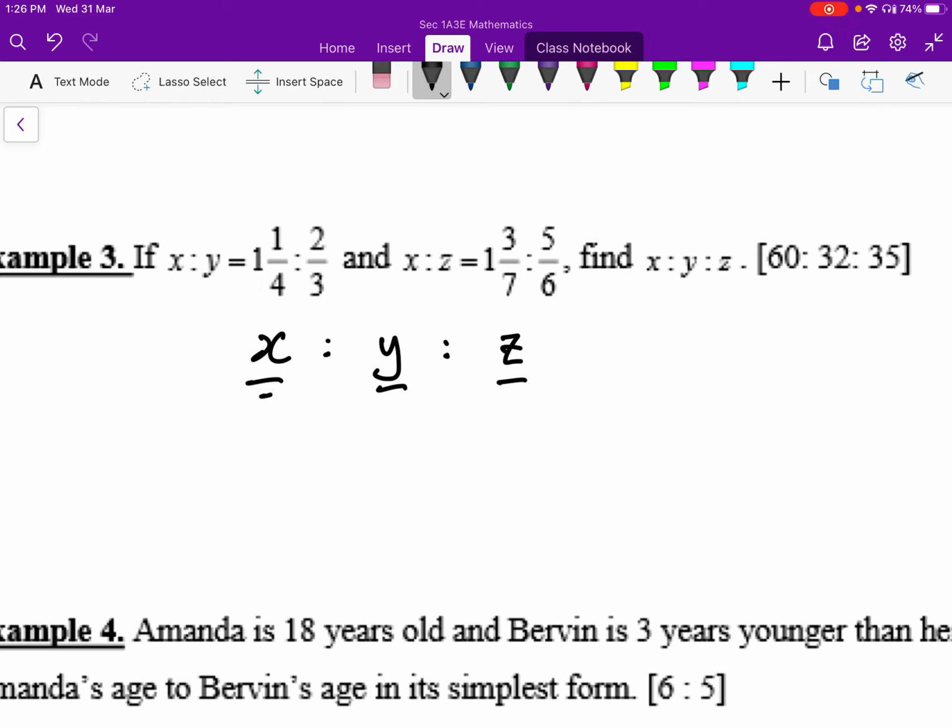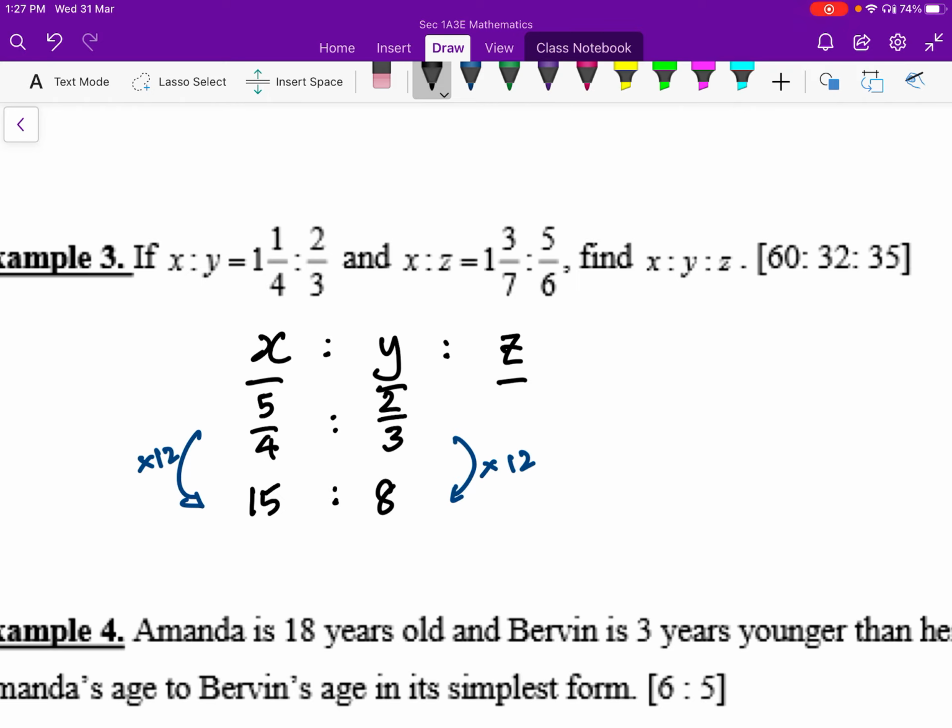1 1/4, which is 5/4, to 2/3. So I want it in its simplest form. I want to remove the fraction. Therefore, I have to multiply by a certain number such that I remove the fraction. And what is the LCM of 4 and 3? Well, so multiply by 12 on both sides. This will result in the simplest form. So you multiply by 12, we get 15 to 8. Right, that is for the first pair of fractions.